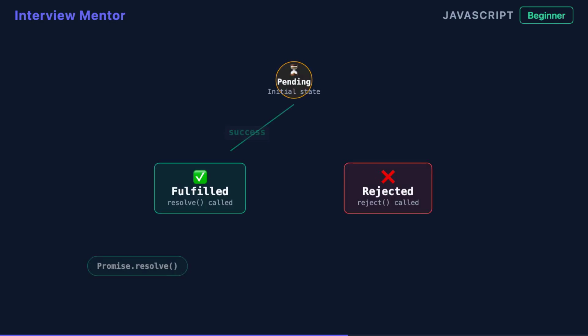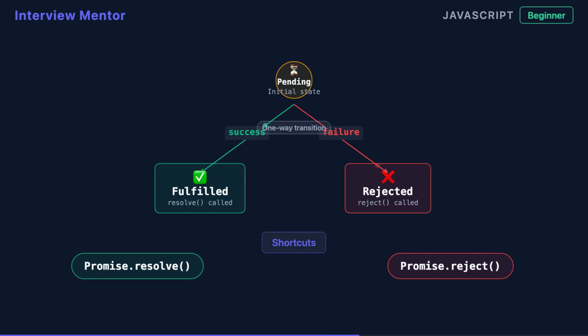Every promise starts in a pending state. When you call resolve, it becomes fulfilled. When you call reject, it becomes rejected. Once a promise is fulfilled or rejected, it can't change states again. For simple cases, you can also use promise.resolve or promise.reject as shortcuts to create already settled promises.